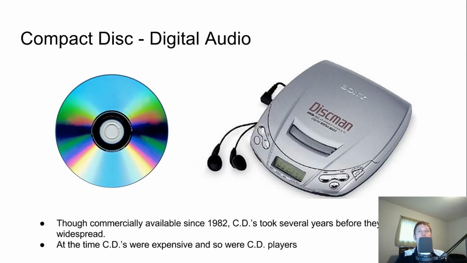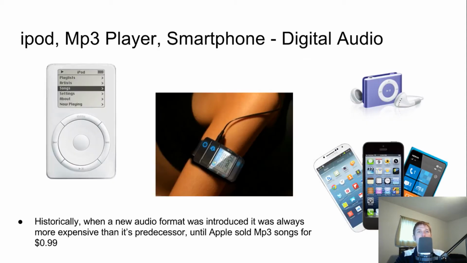And finally, the compact disc. It was available in 1982, but took a little while to catch on because they were expensive, and CD players were expensive. So it was into the 90s before they became really widespread. And then finally, to modern day, your iPod, MP3, or your smartphone, all digital audio. Where would you be without it today? When Apple sold individual songs for 99 cents, it was the first time in history that when a new recording medium came along, that music actually got cheaper.